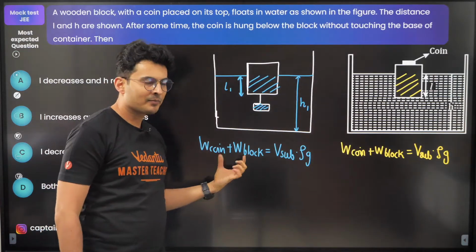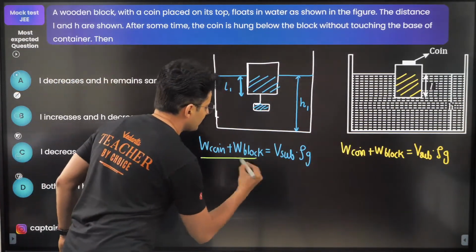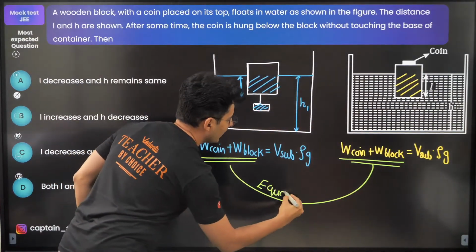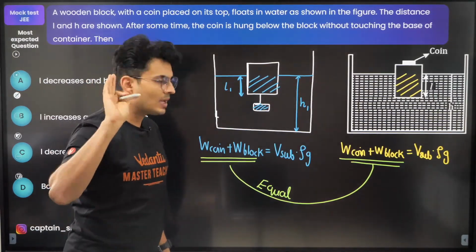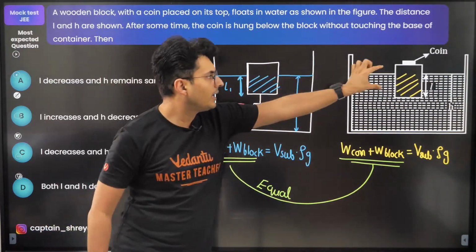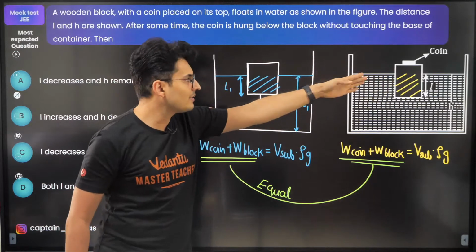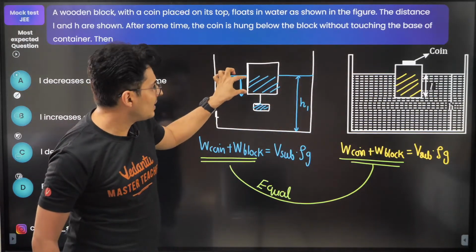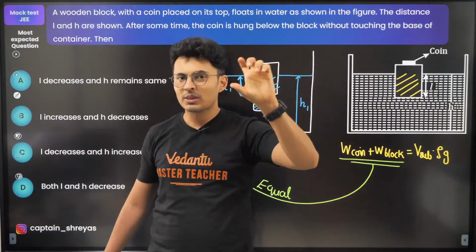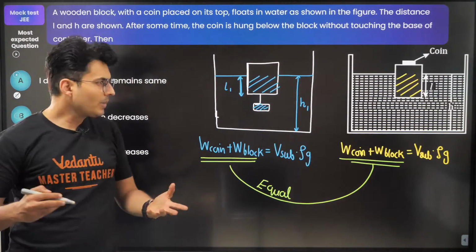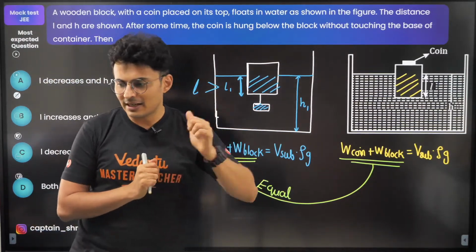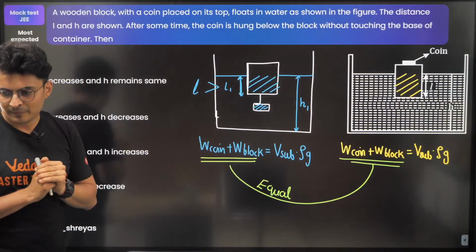Obviously LHS is the same. Do you guys agree that LHS is equal? They both are equal, so RHS should also be equal. That means volume submerged should also be equal. That means this volume submerged and this volume submerged should be equal. So if these two volumes are equal, this part will be less because some of the volume has gone over here. So this length will reduce. L1 will obviously be less than the original length. Everybody agrees? Got it?